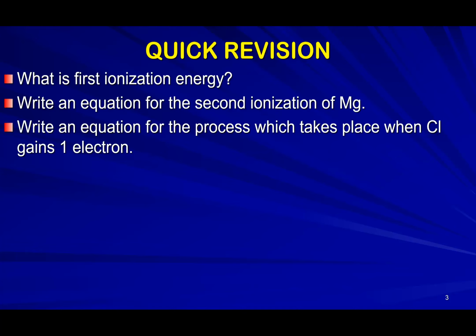Here we have some questions for a quick revision. You will try them. What is first ionization energy? We have studied this in unit number 2. Ionization energy, and then what is the meaning of first ionization energy? Secondly, write an equation for the second ionization of magnesium. And number 3, write an equation for the process which takes place when chlorine gains 1 electron. You will try this. And when we will be discussing, we will give the answers for these 3 questions.